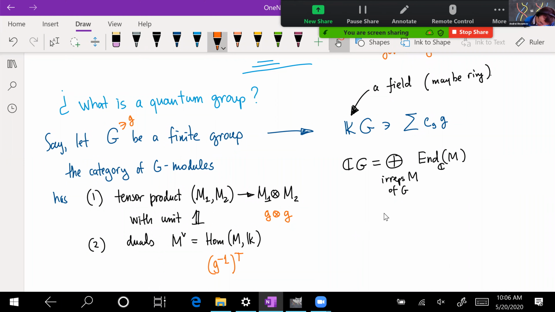And so this means you have two structural maps in addition to what you had before. You have a map which is called co-multiplication, denoted delta. So this is a map, let's take delta of G. This is a homomorphism of algebras. So you have the group algebra goes to its tensor square.